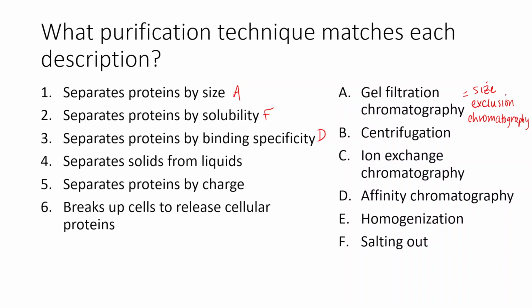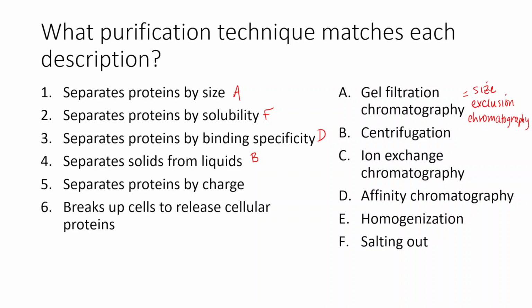All right, so number 4, which one separates solids from liquids? Yeah, so centrifugation. Centrifugation, you take a tube with a mixture of things, you spin it really fast. More dense things and solids will pellet at the bottom. More soluble things and tinier things will stay suspended in the supernatant.